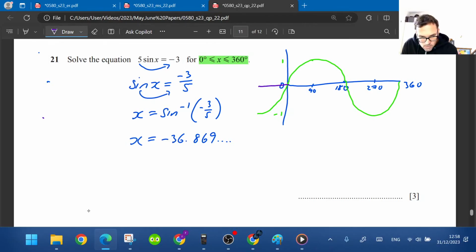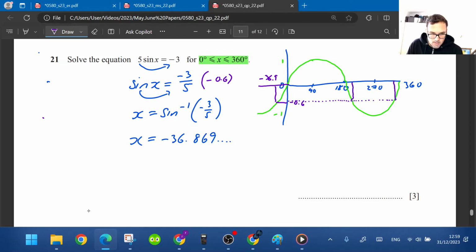If we continue the graph here, -3/5, of course, is -0.6. So that means if we're at -0.6 here, then the answer is -36.9, roughly. But we need to look for the positive answer. So if we continue across here, there we're going to get the positive answers. There's going to be 2 of them, one going down from there, one going down from there. You see that?